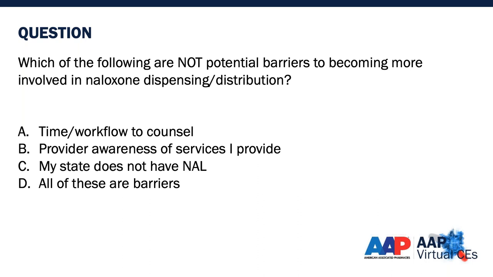This question is somewhat of a trick question. The answer is C, my state does not have naloxone access laws, and that's because all states have naloxone access laws. As I said, it was kind of a trick question, but I wanted you to think about it. Don't let your state naloxone access laws be your excuse. Figure out what yours are and engage with them. Your engagement is much more important than whatever your state says. But it is important that you understand the nuances, the subtleties of your state laws.